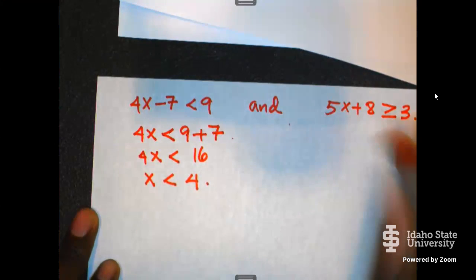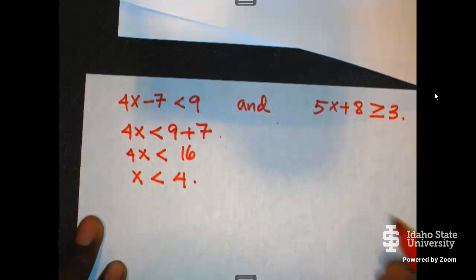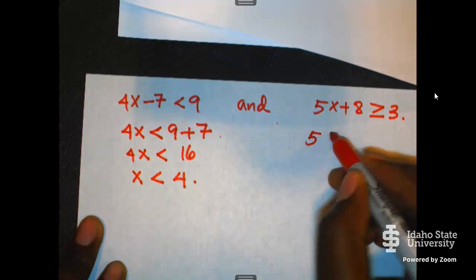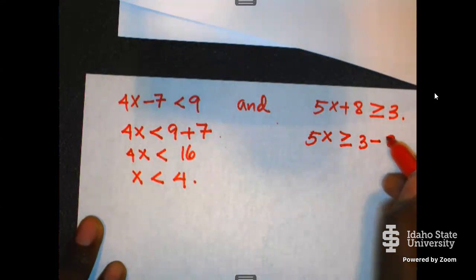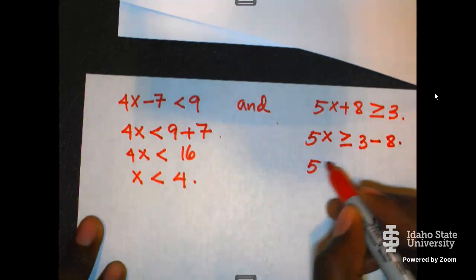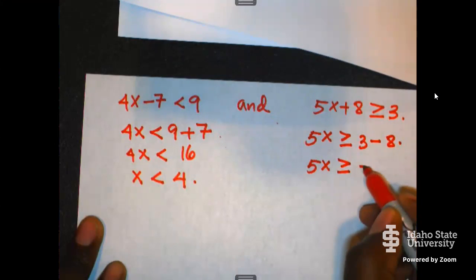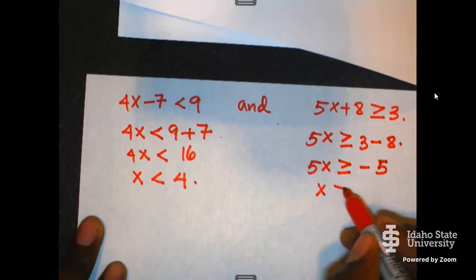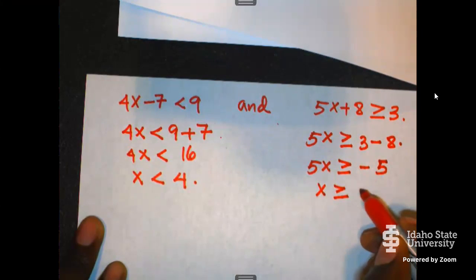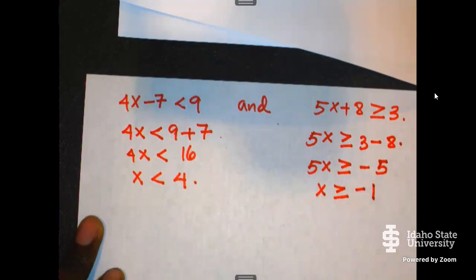And 5x greater or equals to 3 minus 8. So 5x greater than minus 5. So x is greater or equals to minus 1. Okay.